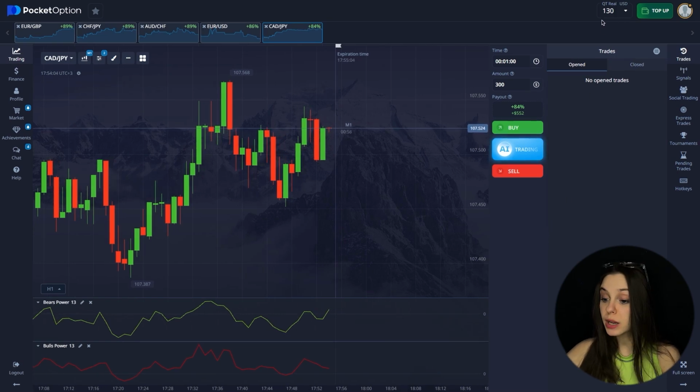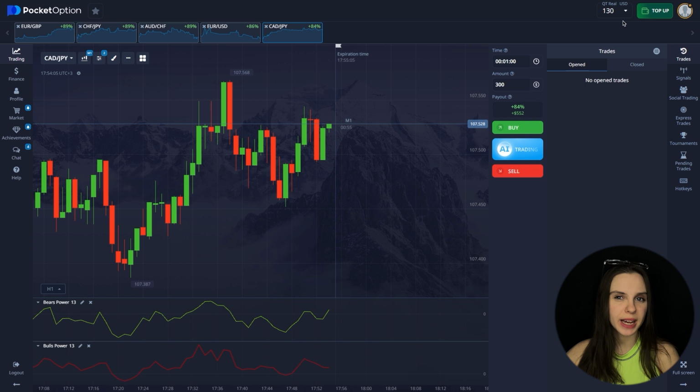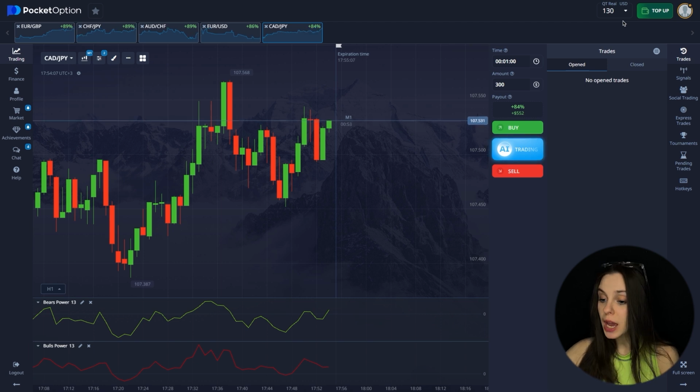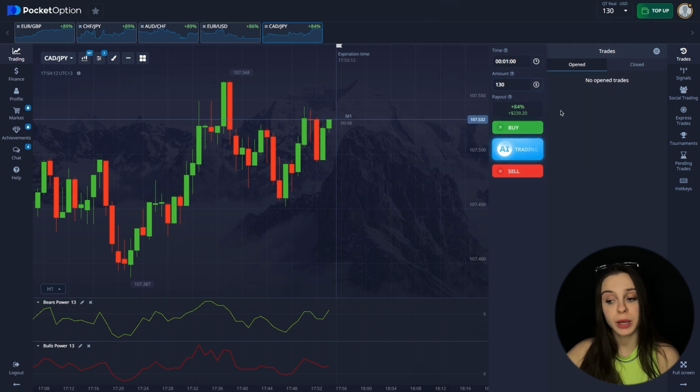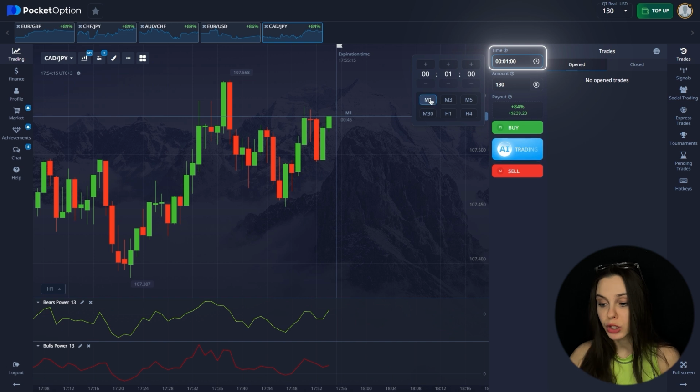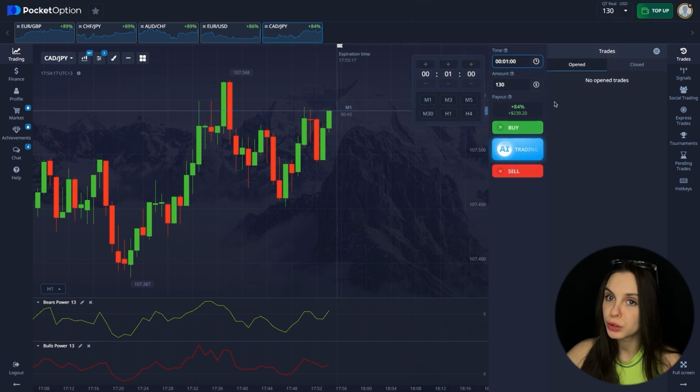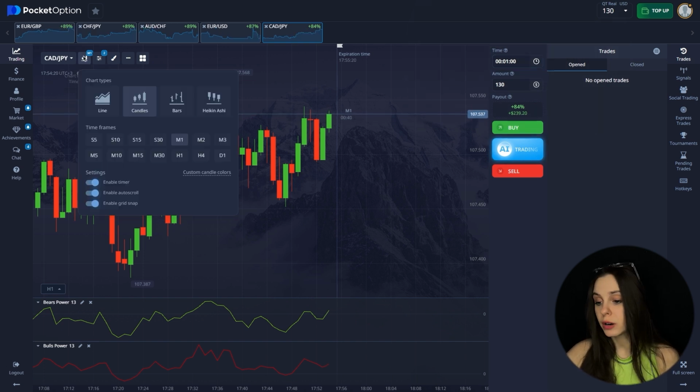The balance you see, as I said at the beginning of the video, is exactly 130 bucks. And you leave the amount of the transaction equal to 130 bucks. We set the time frame to 1 minute. In accordance with this, we set the time on the chart itself, which is also 1 minute. We trade on currency pairs. You can see them in the upper area of the screen.